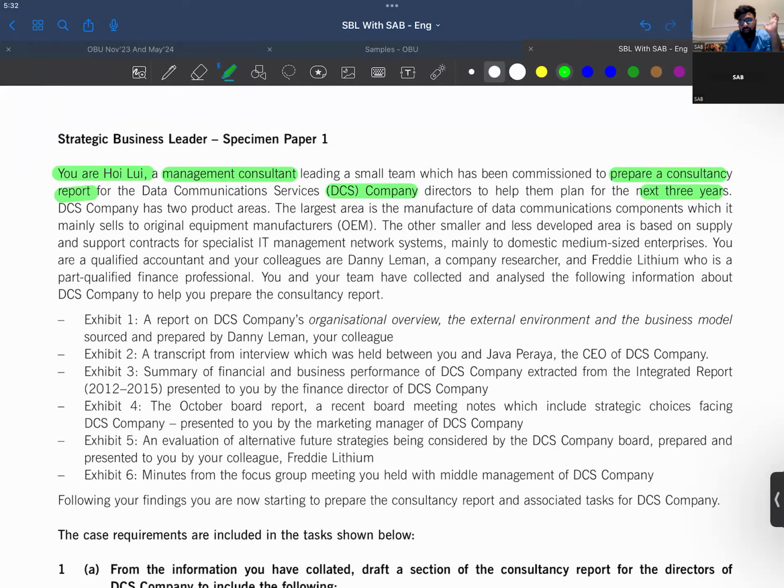This is not an auditor related work, right? You're going to provide them a consultancy for a plan of the next 3 years, right?